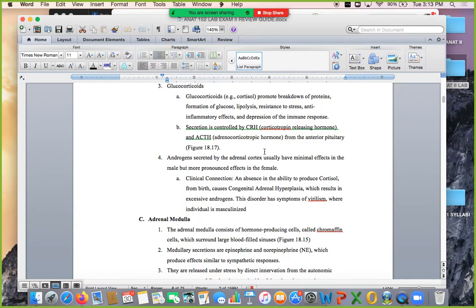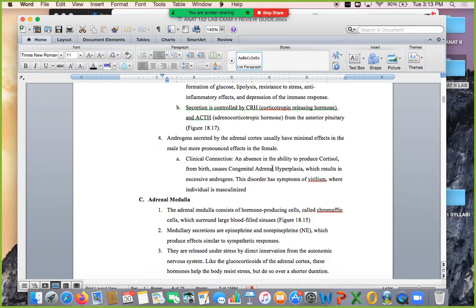Let's see. Also, the adrenal cortex is going to secrete androgens, which are going to have minimal effects in the male because testosterone at this point is going to be pretty strong, and so we're not going to need DHEA anymore in terms of androgen response. But in the female, it's going to be the main source of androgens coming from the adrenal cortex, and so that's going to be more pronounced in terms of the effects that they have on the female.